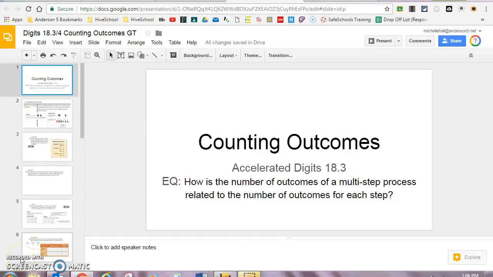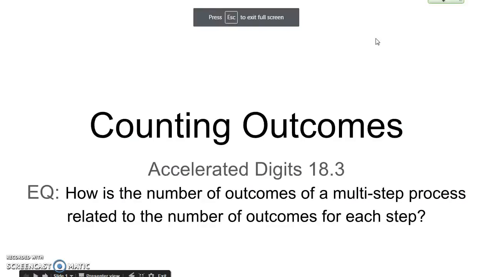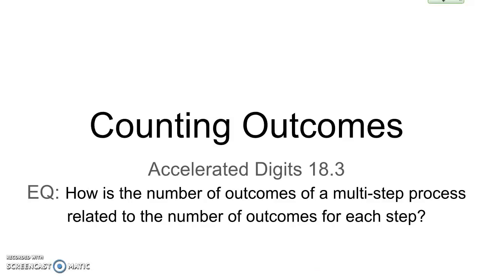All right, our last lesson in this unit on probability is going to be on counting outcomes and something called the fundamental counting principle. In your table of contents, go ahead and add the title for today's lesson, Counting Outcomes. And then on the next clean sheet of notebook paper, write the title and then the essential question for today, which is how is the number of outcomes of a multi-step process related to the number of outcomes for each step?